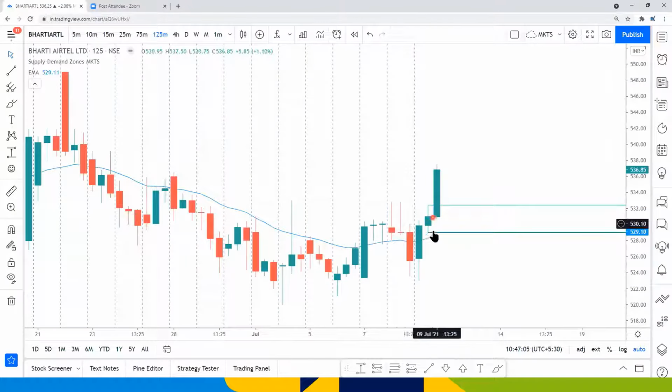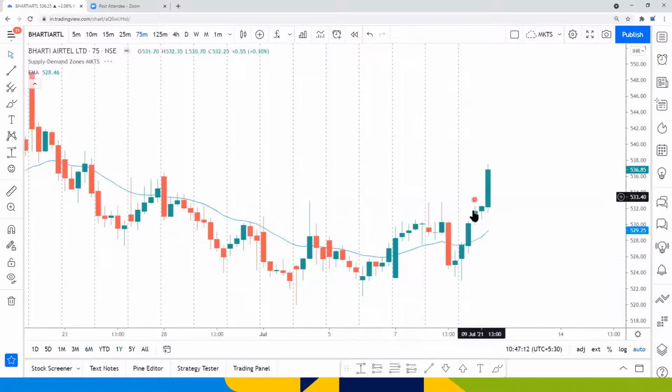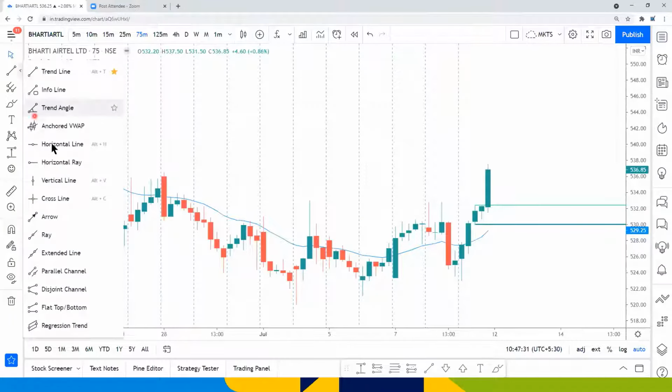This is a zone, rally, base, rally. 75 also would be the same zone. Rally, base, rally. So, okay, on its own, how does the zone look? Pretty good. Rally, base, rally. And what is the good part about it? It has managed to break some resistance.